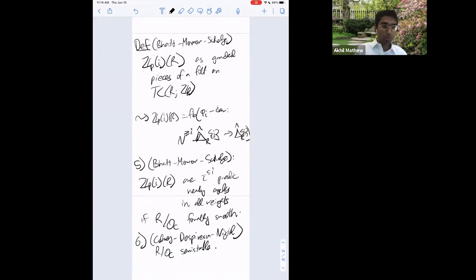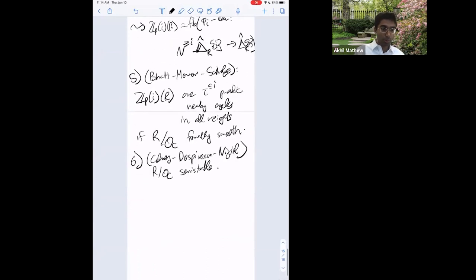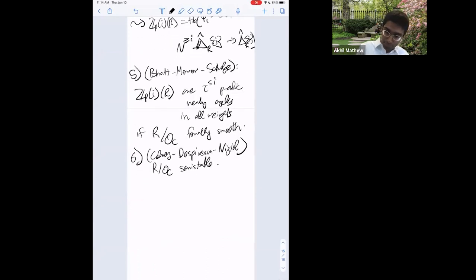Okay, so what I wanted to explain is that one can formulate an integral version of these types of comparison results. I want to add one more item to this list, which occurs in the case where you're over a DVR, and where you do have to take into account the log structure coming from the special fiber, as well as some sort of semi-stable log structure. So first, you can define the Z_p(i)'s in the log setting, for example, using the infinite root stack.